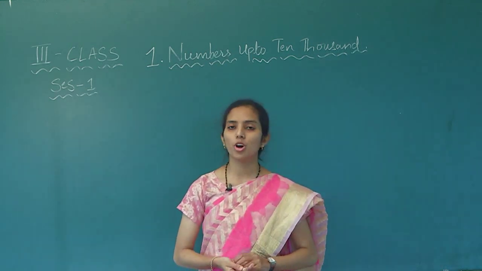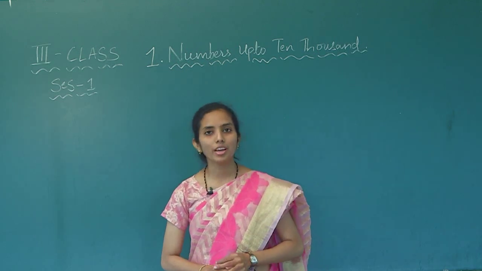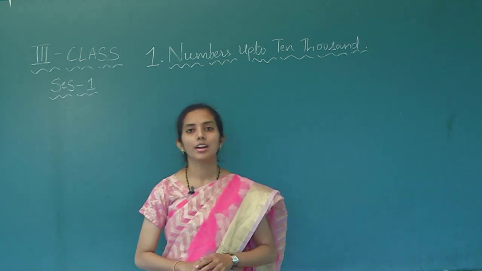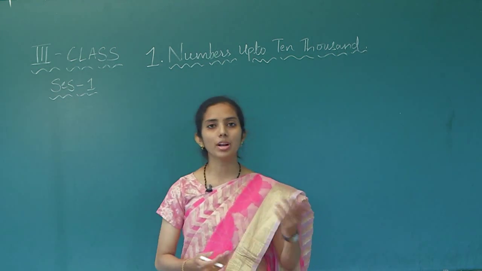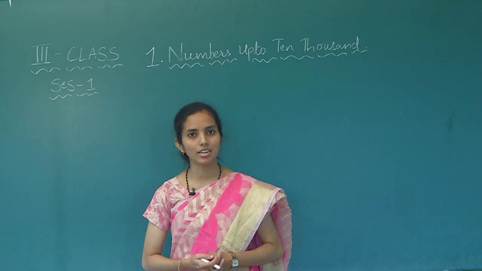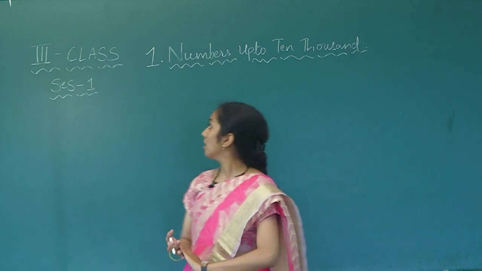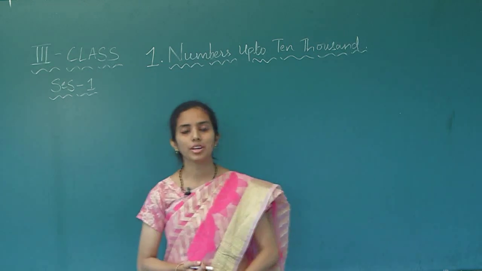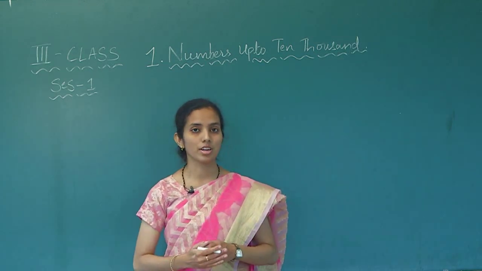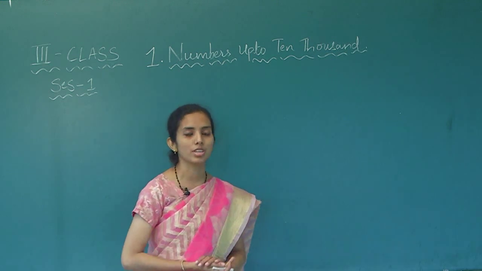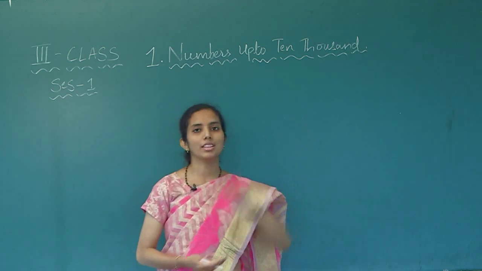I know you are all very familiar with numbers. So today we are going to learn numbers which are bigger than 1000. In our earlier class we have learned numbers till thousands. So in our third class, first chapter, we are going to learn numbers bigger than 1000, that is till 10,000. So our first chapter is numbers up to 10,000.